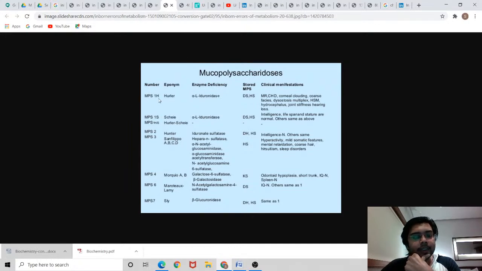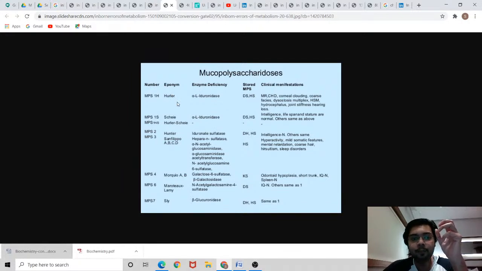Yeah, so this one. In Hurler's, MPS1, the enzyme deficient is alpha-L-iduronidase. What you get is mental retardation, congenital heart disease, corneal clouding, coarse facies, hydrocephalus, joint stiffness, hearing loss. So these many things are seen in Hurler's.